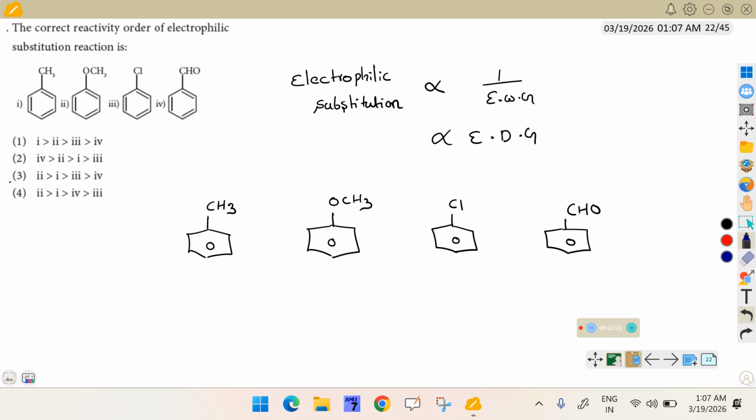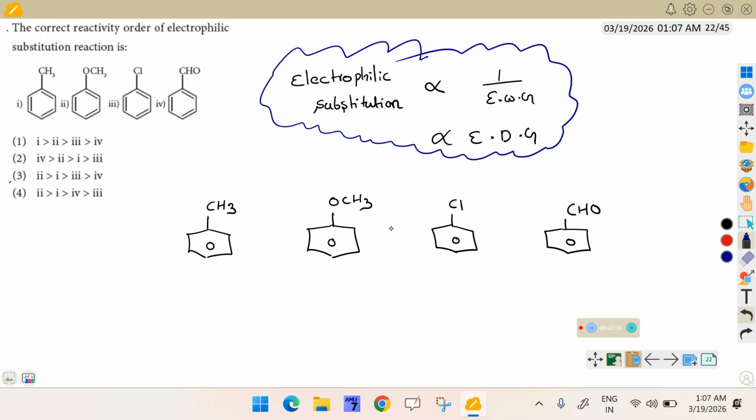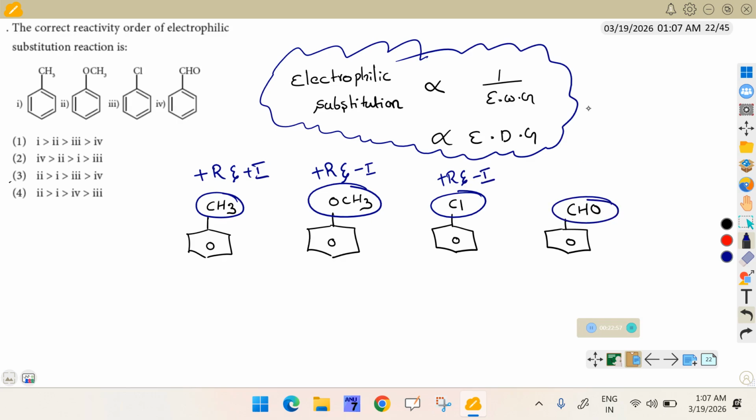Next question is related to electrophilic substitution. Electrophilic substitution reactions are inversely proportional to electron withdrawing groups and directly proportional to electron donating groups. No doubt the CH3 group acts as a plus R group and plus I group. The OCH3 group acts as a strong plus R group and weak minus I group. Chlorine acts as a plus R group and minus I group. The CHO group acts as an electron withdrawing group, minus R group.